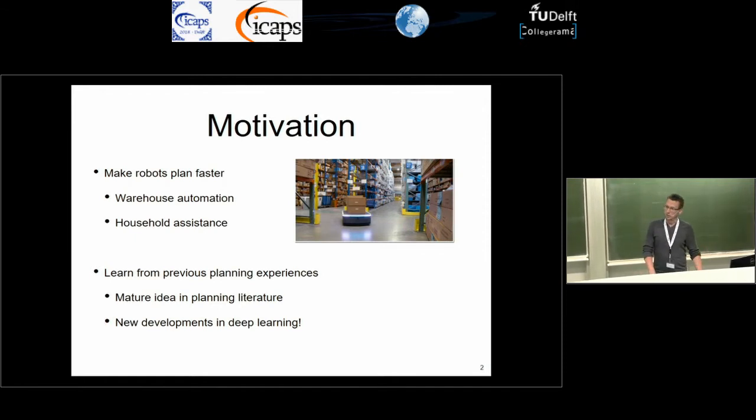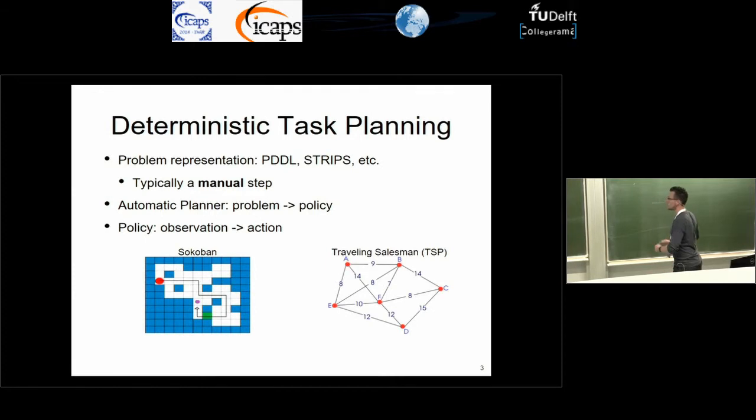Our goal for this work is to see if we can use recent advances in deep learning to help with this. So we limit ourselves to deterministic task planning, and the problems we consider are usually solved as follows. You build a representation via PDDL or STRIPS, which is typically a manual step, which you then pass into an automatic planner, and that returns a policy or a sequence of actions, and policies map observations to actions. Sokoban and TSP are examples of such problems.